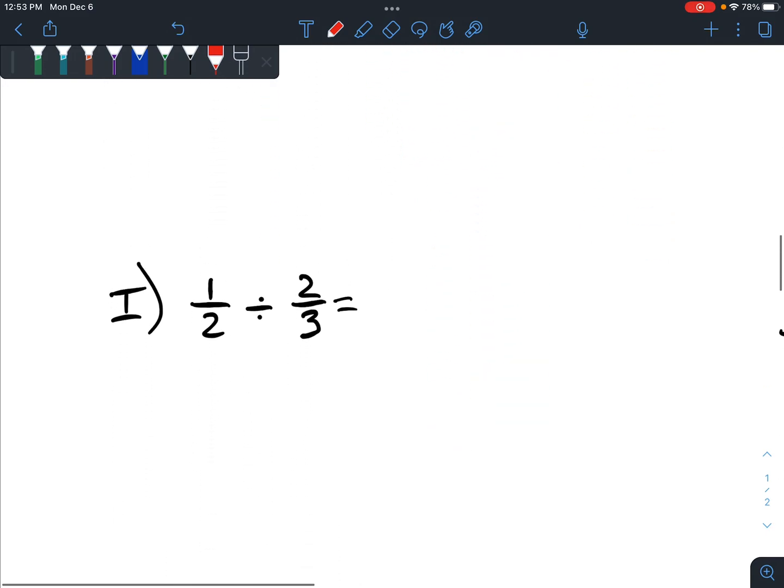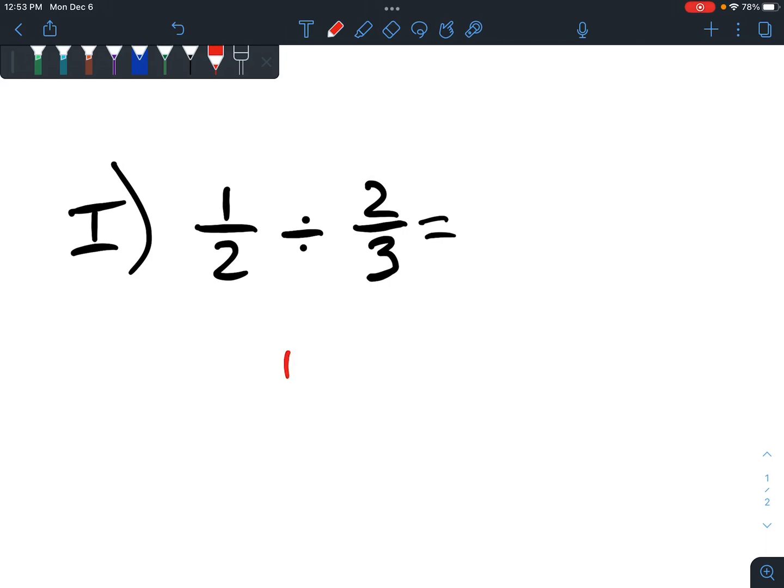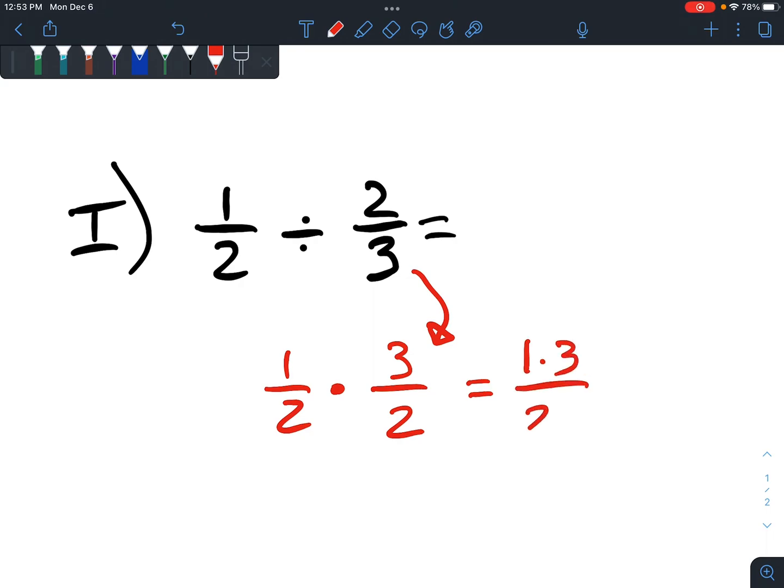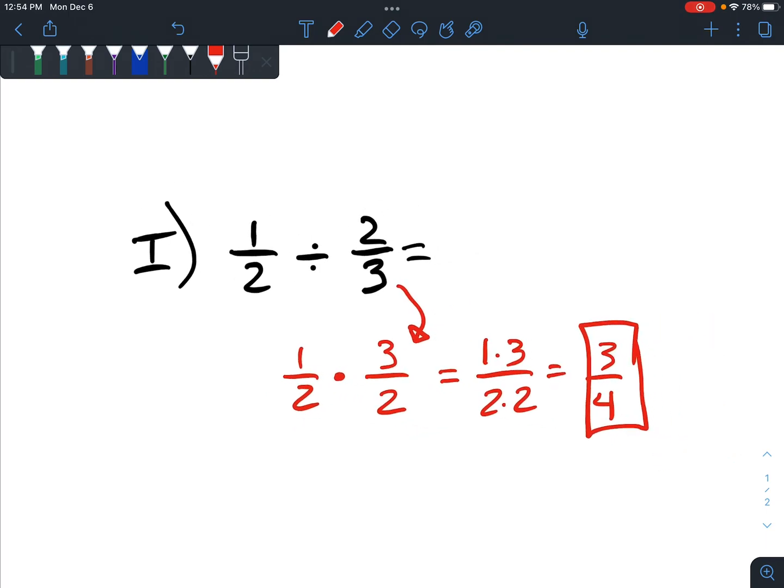And in a division process, it's very similar, except that we're going to change it to a multiplication. But we have to flip that ratio. See how it flipped upside down? We made a reciprocal. So now we go 1 times 3, 2 times 2, so 3/4 is the answer. Hopefully that made sense. And you can do the other problems as well.